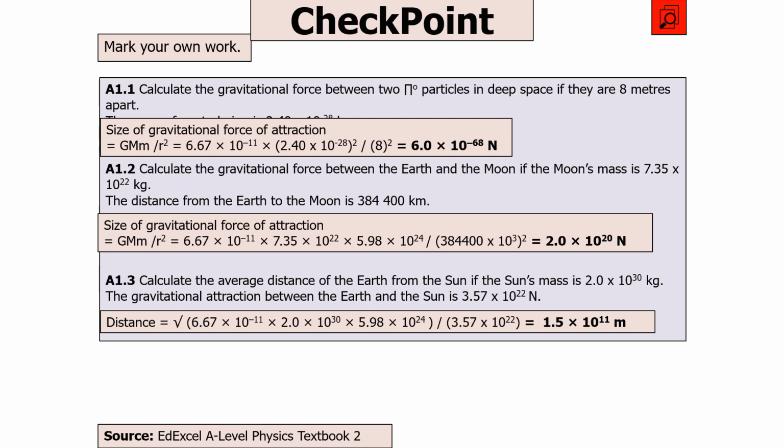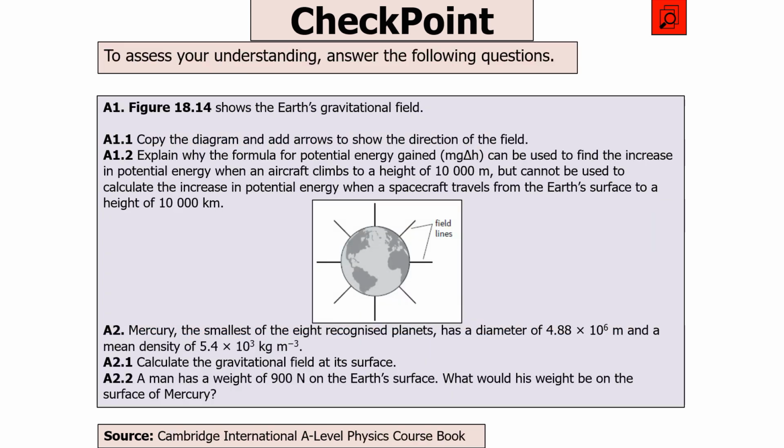So r is equal to the square root of GMm divided by F there, so you work it through and you get 1.5 times 10 to the 11 meters by working all those values through. So it's the square root of GMm over F. My apologies. The next question says, figure 18.14 shows the Earth's gravitational field.